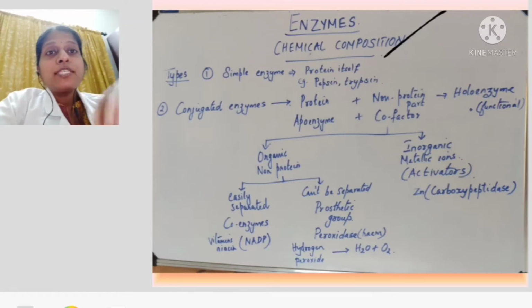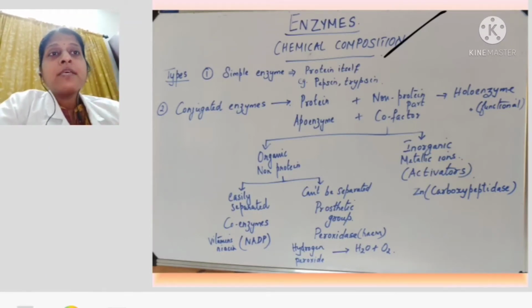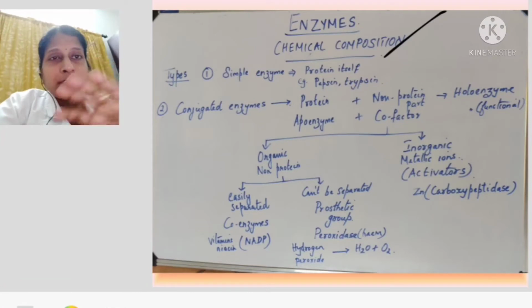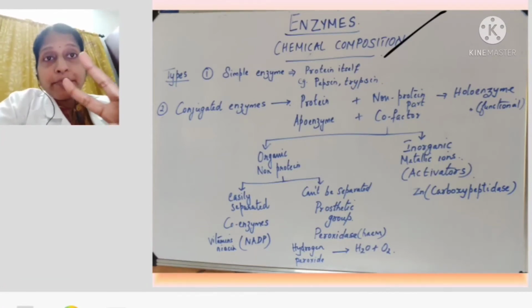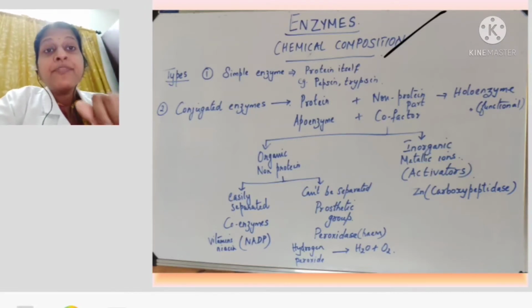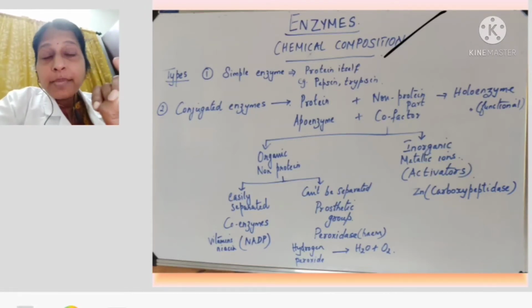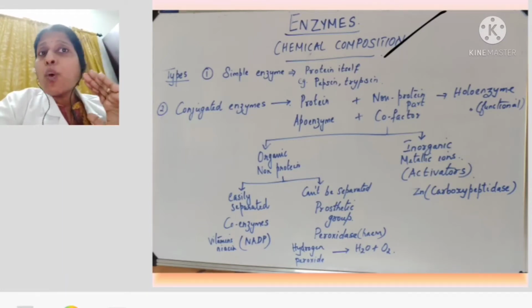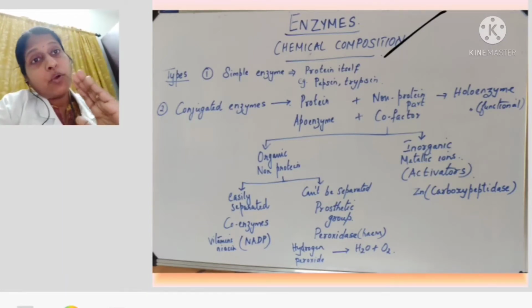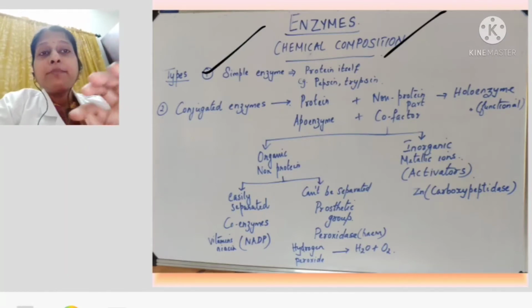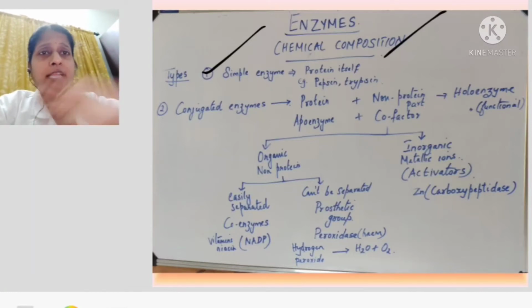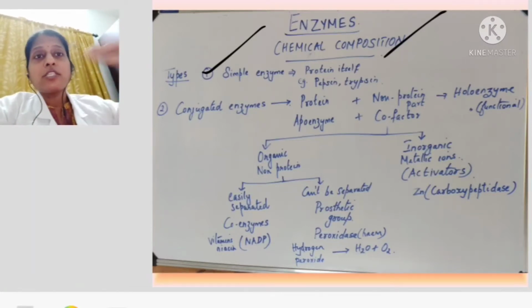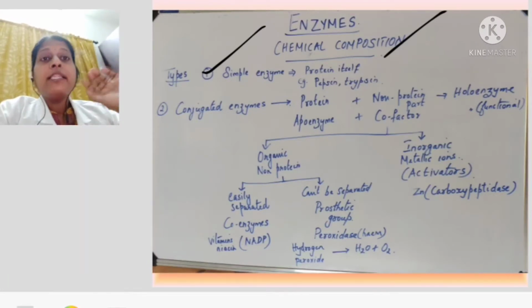So when you look at the chemical composition of the enzymes, based on what compounds are present, the enzymes can be of two types. What are the two types of enzyme? It can be a simple enzyme or it can be a conjugated enzyme. What is the difference? In simple enzymes, the whole enzyme itself is a protein. There is nothing else other than protein. The whole structure is composed only of protein.